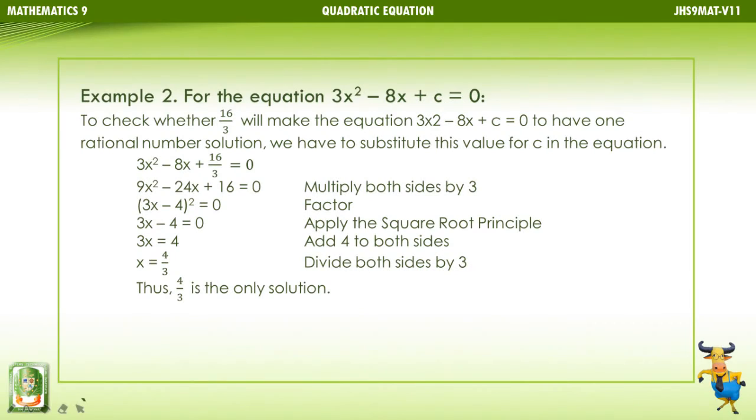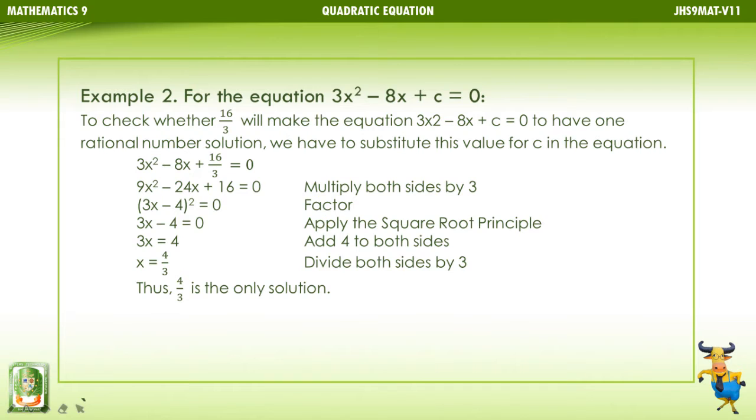To check whether 16 over 3 will make the equation 3x squared minus 8x plus c equals 0 have one rational number solution, we have to substitute this value for c in the equation. 3x squared minus 8x plus 16 over 3 equals 0. Multiply both sides by 3: 9x squared minus 24x plus 16 equals 0. Factor: (3x minus 4) squared equals 0.